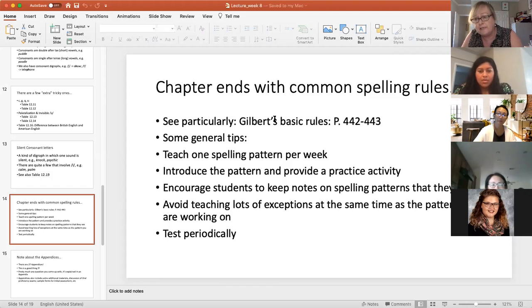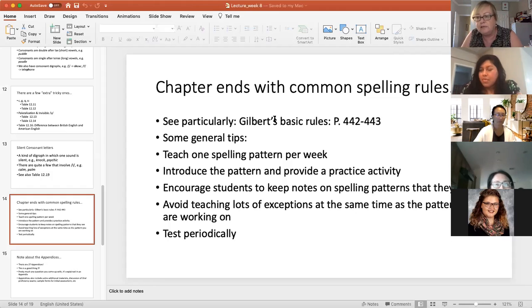Avoid teaching lots of exceptions. You should always say there are always going to be exceptions, but avoid teaching lots of them. If your students come up with some, which they are astonishingly good at, actually, you've just given them a rule. They're astonishingly good at suddenly coming up with an exception that you could never have thought of in a million years. So if that happens, that's fine, but don't deliberately start teaching them if you're working on an individual pattern. And they suggest here, test periodically.